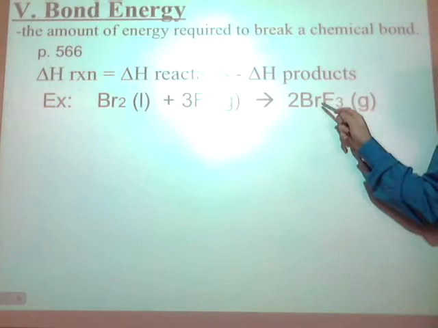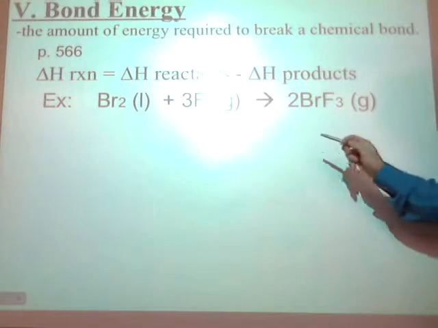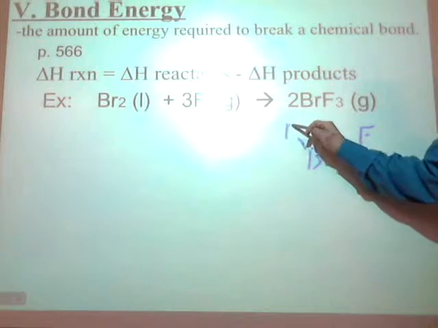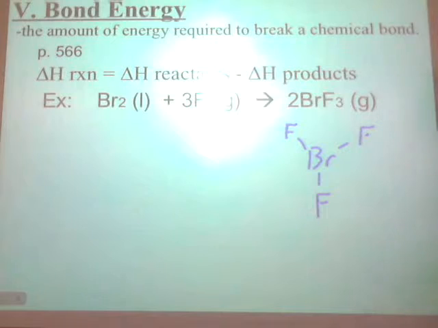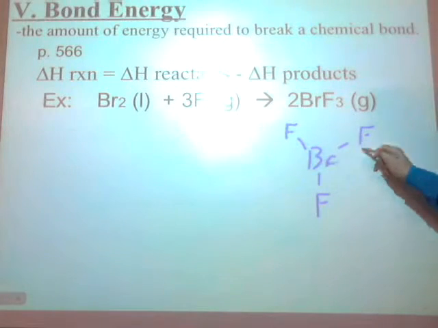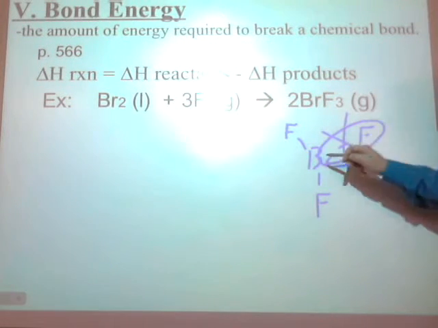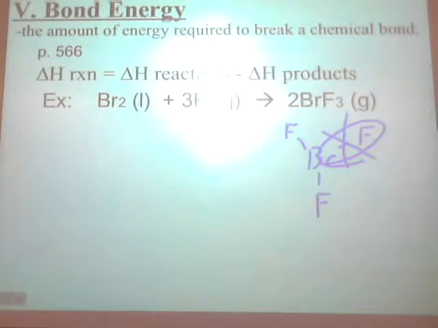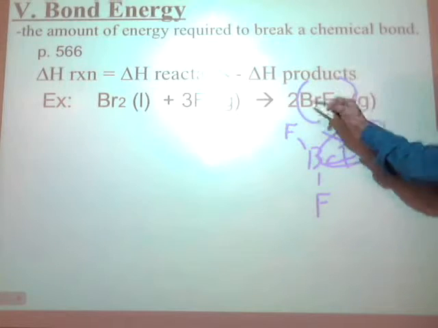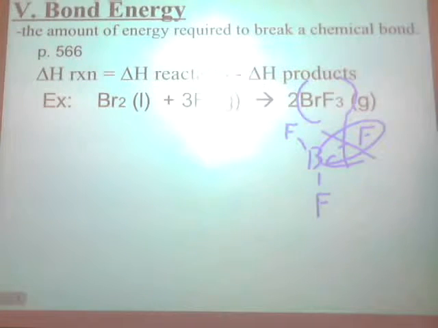But there's another thing. Let's draw BrF3 out. You don't have to do this right now, we'll just look. This is Br, F, F, and F. There he is, BrF3. If you look up in this chart on page 566, it tells you the energy it takes to break one Br-F bond. How many Br-F bonds are in BrF3? It's actually 3, 1, 2, 3, times 2. You're going to multiply by 6 for that guy.